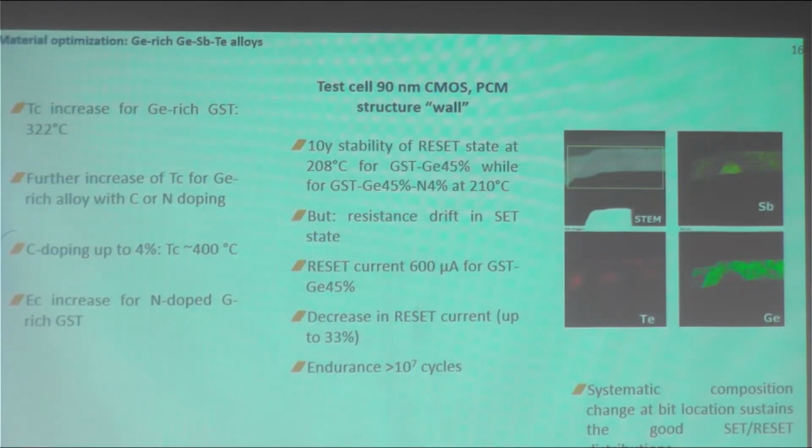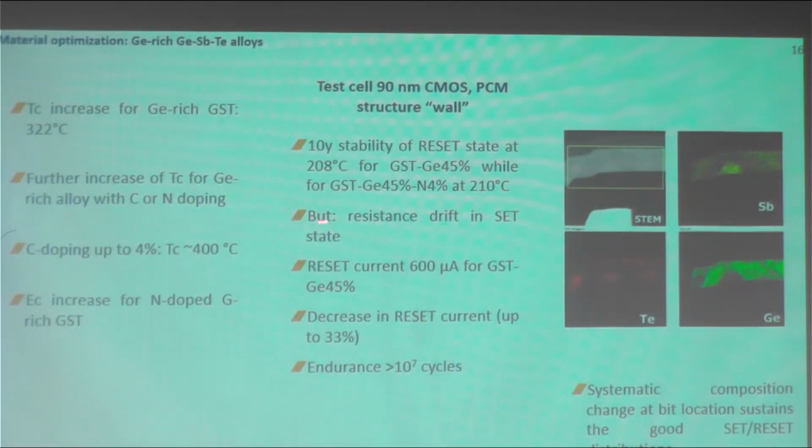Also, this TC can be improved by introducing doping elements like carbon and nitrogen. If you introduce carbon up to 4%, you can increase the TC up to 400 degrees C. This is a very high value. It also increases the 10-year stability of the reset state. This is 208 degrees C, and for doped materials it's on average 210 degrees C.